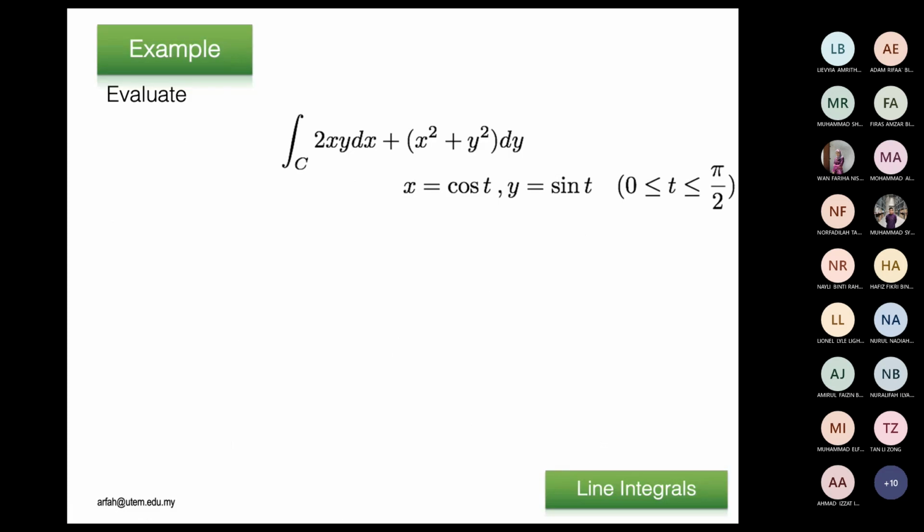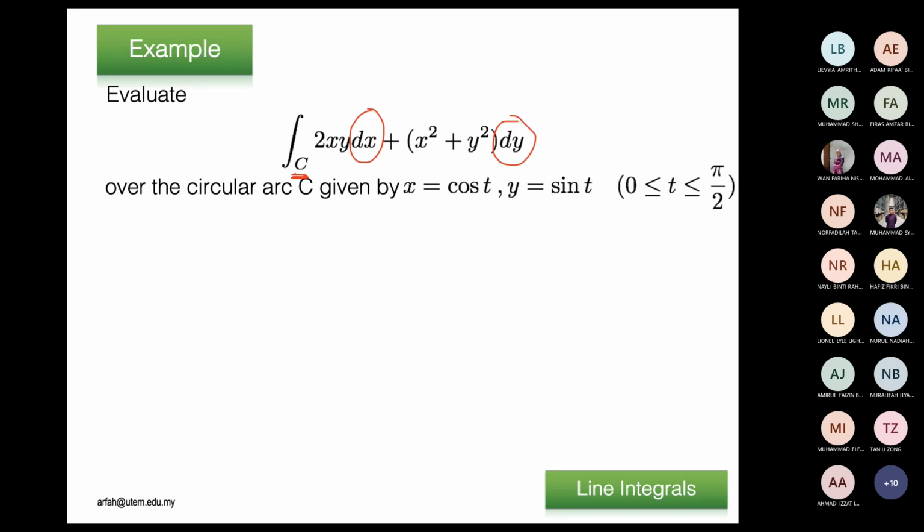We have this example. Evaluate the integration over the curve C for 2xy dx plus (x squared plus y squared) dy. So if you take a look at this one, there are dx and also dy, and the integration is over the smooth curve C, the circular arc C given by the equation.